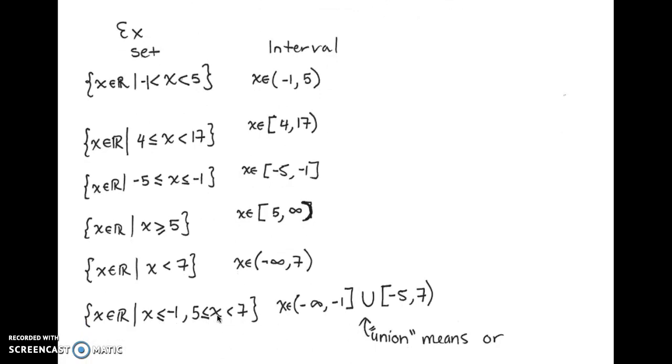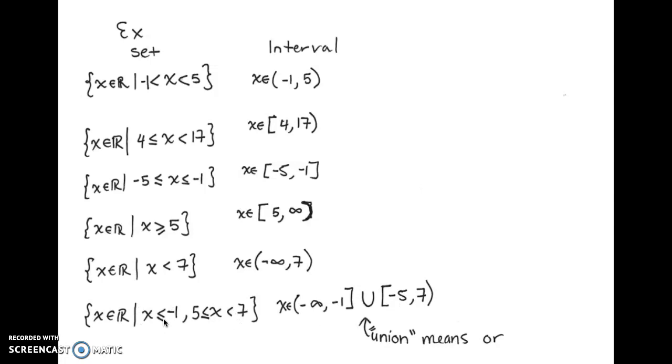When we're doing multiple intervals, then instead of putting a comma between them, we put a U, and this means union. Okay. And it really just means the exact same thing as or. So we just treat each one separately, and then we just put that U between them.